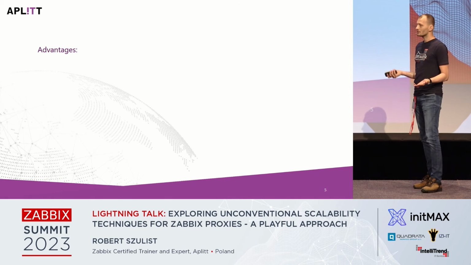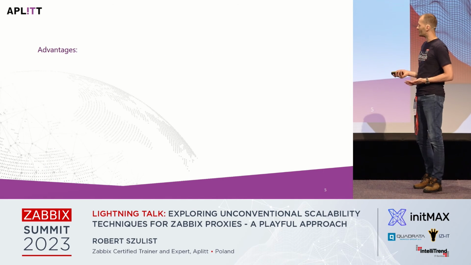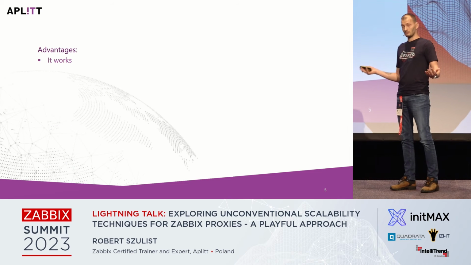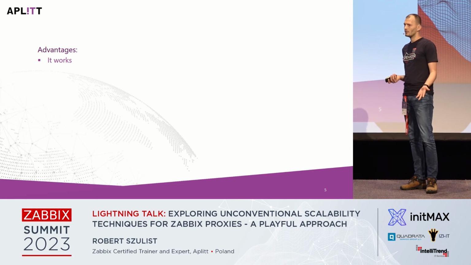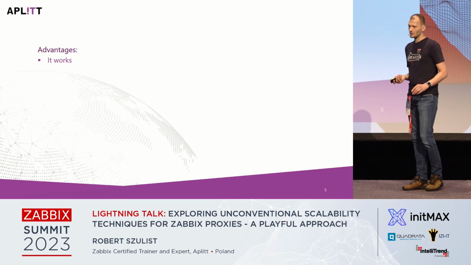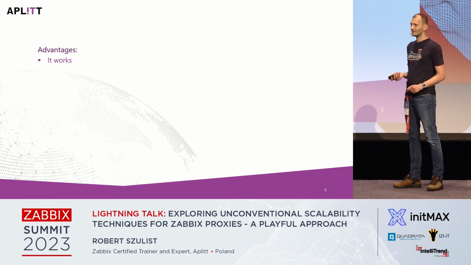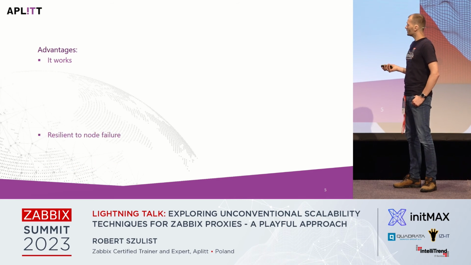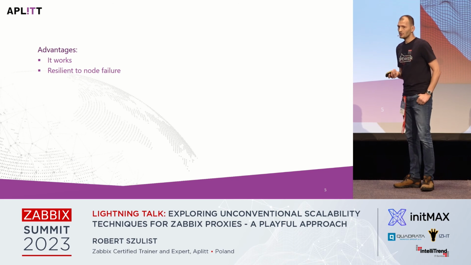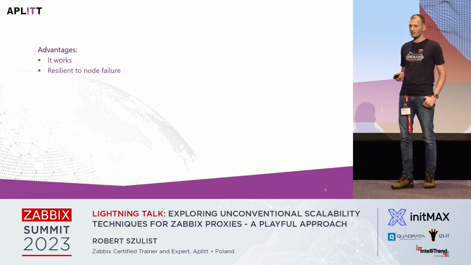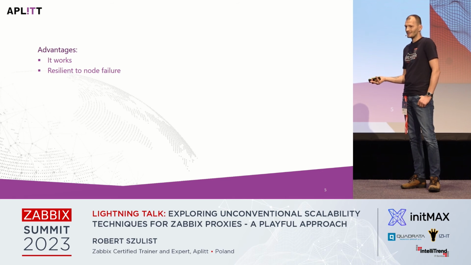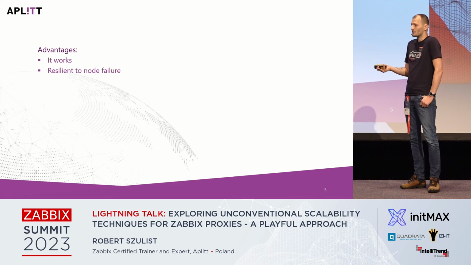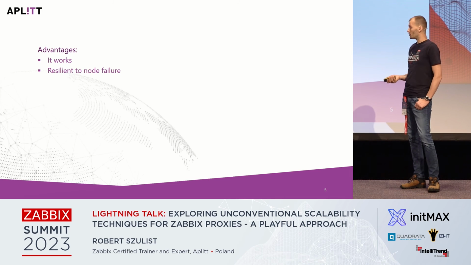So, what are the advantages of such a setup? First, it works. It was tested with, I think, a couple dozen NVPS. For a small environment that worked, and that's something. It is resilient to node failure, because if you have multiple proxies that are doing basically the same thing, and one is down, then you don't need to actually do anything. The load balancer will just forward the request to another proxy, so that's a plus.